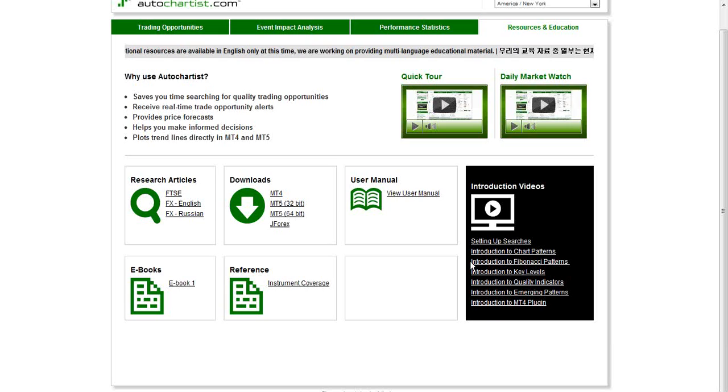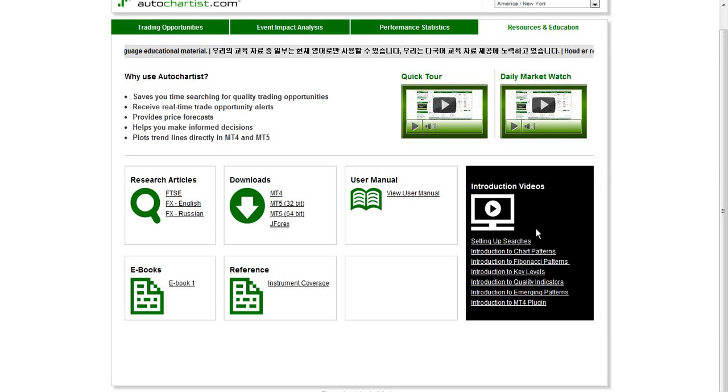Towards the bottom right-hand side of the screen, there are introductory videos which, I think, are 5 to 6 minute videos on each of the sections within the Autochartist application. And in fact, Eric is the one who put these videos together. They have been superbly scripted. They're clear, simple, very brief and to the point. So I'm sure you'll all find them very useful.